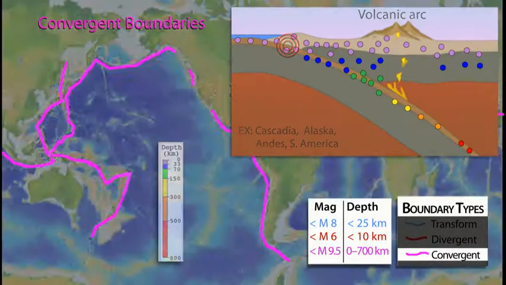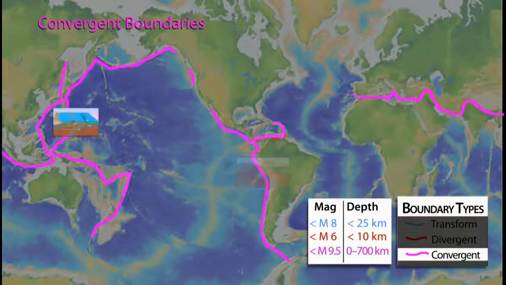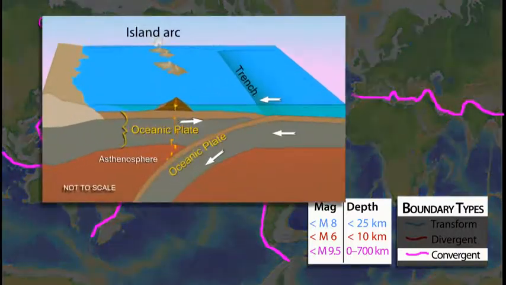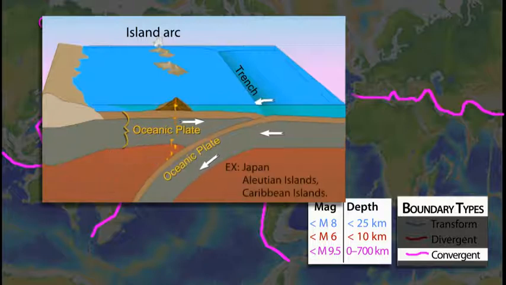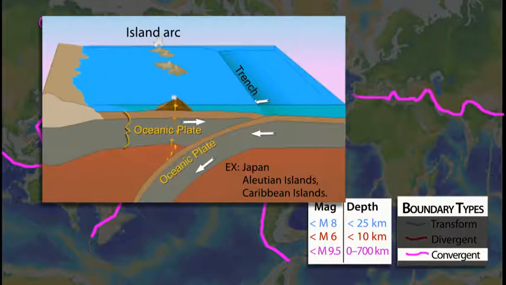Similar processes occur when an oceanic plate subducts beneath another oceanic plate. Here, an ocean trench marks the location where the plate is pushed down into the mantle. In this case, the line of volcanoes that grows on the upper oceanic plate is an island arc. Not all convergent boundaries involve subduction.